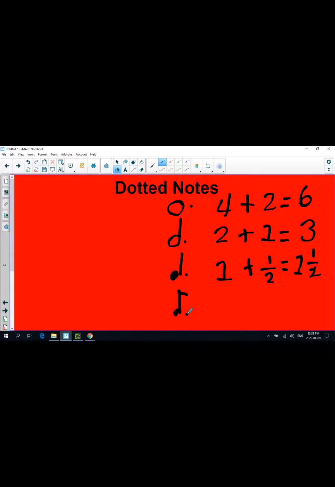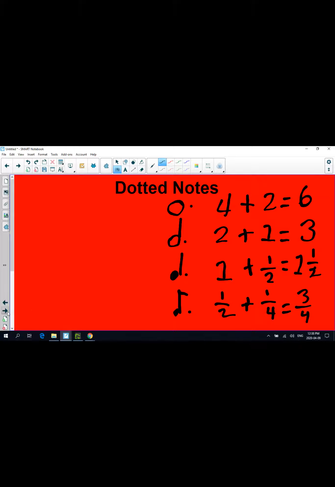An 8th note, oops, I shouldn't have added the dot yet. An 8th note is worth half a beat. If you add the dot, half of that is 1/4. So it's equal to 3/4 of a beat, or 0.75. Okay, so those are the dotted notes that you'll need to know for this game.